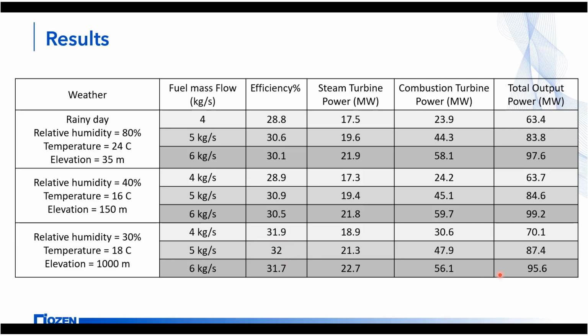So in this video I showed you how to use the available model for a combined cycle power plant from Flownex, how to work with it, how to change the mass flow rate and see the effects on the performance of the power plant, and also how to change the weather conditions and see the effects on the efficiency and the total power of the plant.